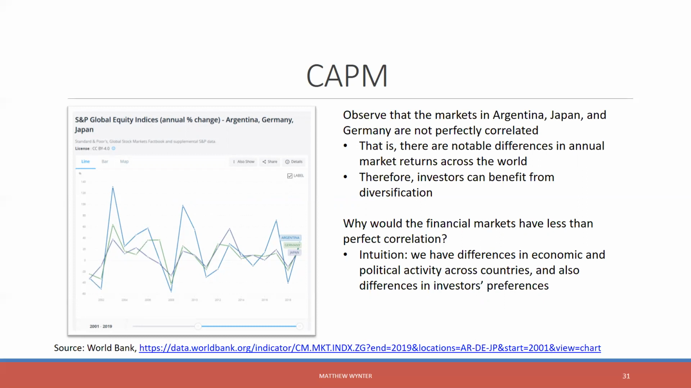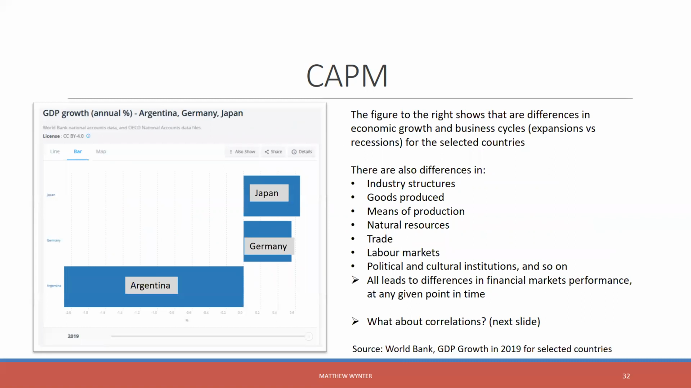Why would financial markets have less than perfect correlation? Obviously, we have differences in economic and political activity. We also have differences in investors' preferences. Let's just look at one of those factors. The figure to the left shows that there are differences in economic growth and business cycles across the selected countries. You can see that in 2019, in Argentina, there was an extensive recession. In Japan and in Germany, we see slight expansions. So the punchline is that we have differences in economic activity across countries.